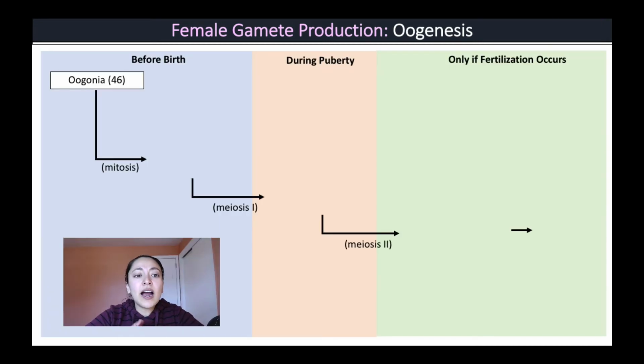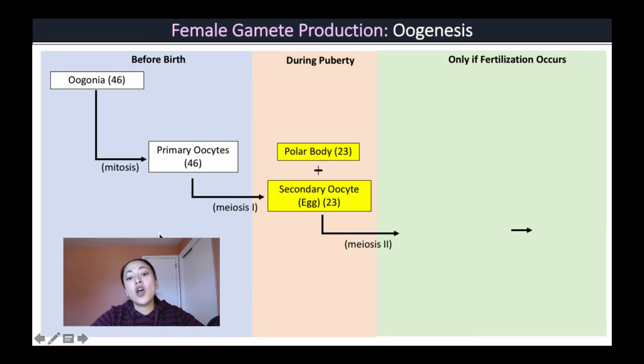So this is a diagram that I've made to help to visually see the steps involved in oogenesis. Again, I recommend drawing this out yourself multiple times to remember the major steps involved here. So we start with oogonia. This is before birth. Oogonia are diploid. They have 46 chromosomes. They undergo mitosis to create the primary oocytes, which also have 46 chromosomes. It's the primary oocytes that undergo meiosis 1 to create the secondary oocyte, which has only 23 chromosomes, because meiosis will reduce the chromosome number by half.